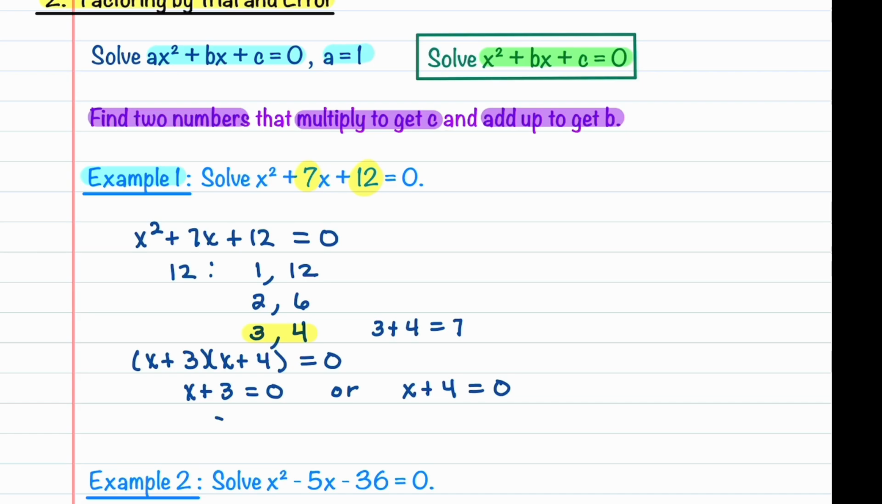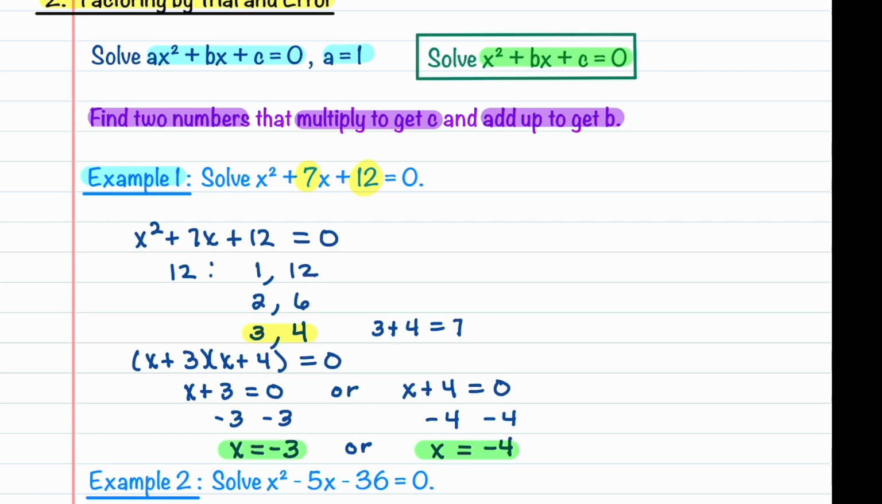Let's solve the equation on the left first. We're going to subtract 3 from both sides, and we get x is equal to minus 3. You can probably do that in your head. And then I'm going to do the same thing on the right. I'm going to subtract 4, and we get x is equal to minus 4. And I'm going to put our or in here. And then let's highlight our answers. Our answers are x is equal to minus 3 or x is equal to minus 4.